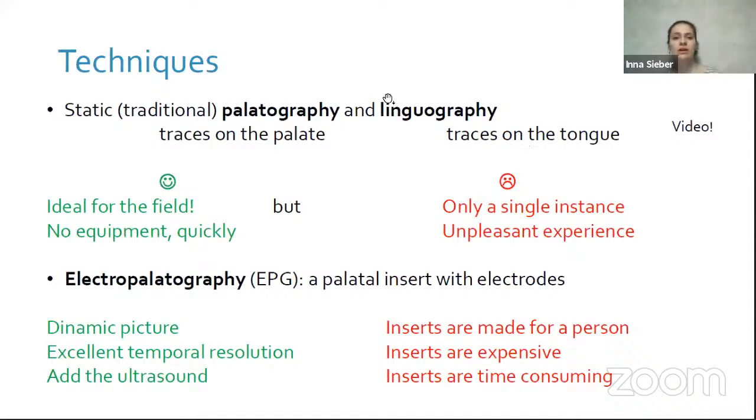Let's continue our talk. Now we move on to techniques that help us to understand how articulation works. There are two types of these techniques according to how long we have them in our scientific life. So we have a traditional type of palatography and linguography that uses traces on the palate in palatography or traces on the tongue in linguography. This is some traditional technique that can be used in the field and was used recently.